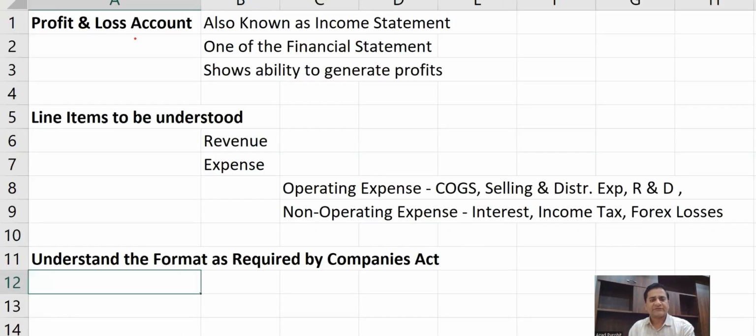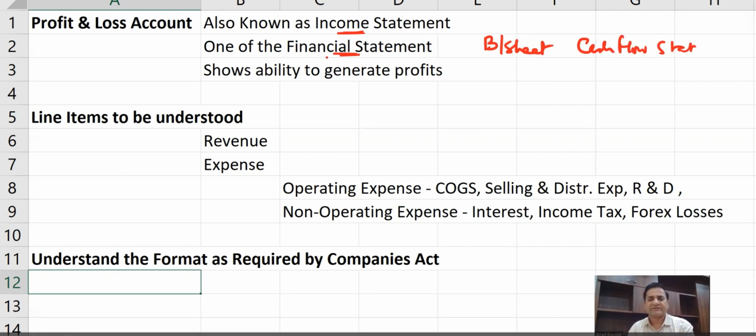The first thing, as we have already discussed in our previous lectures, is that the profit and loss account is also called the income statement. It is one of the financial statements, the others being the balance sheet and the cash flow statement. We did not talk about the change in equity as of now, so I won't be mentioning that.